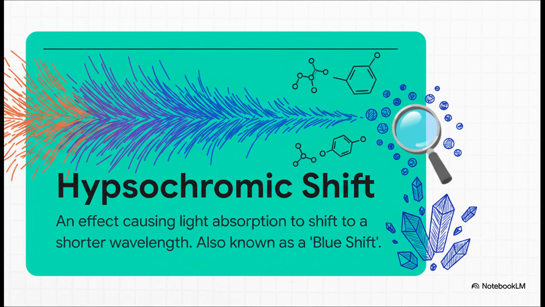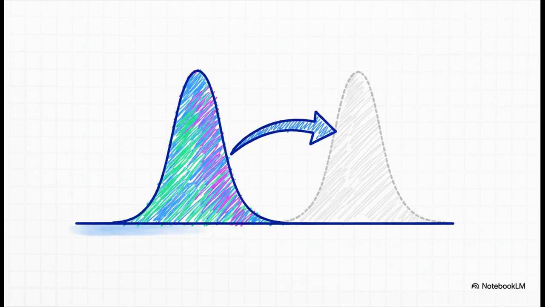Now, if you can shift one way, you can probably shift the other, right? And that's exactly what a hypsochromic shift is. You'll more commonly hear it called the blue shift. This is what happens when a molecule starts absorbing light at a shorter wavelength instead. And on our graph, you guessed it, a blue shift is just a movement to the left. That absorption peak slides over towards the shorter, higher energy colors like blue and violet.